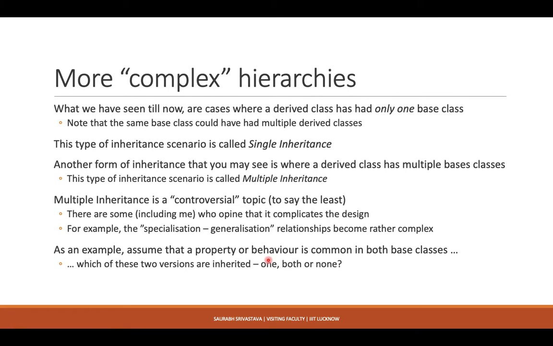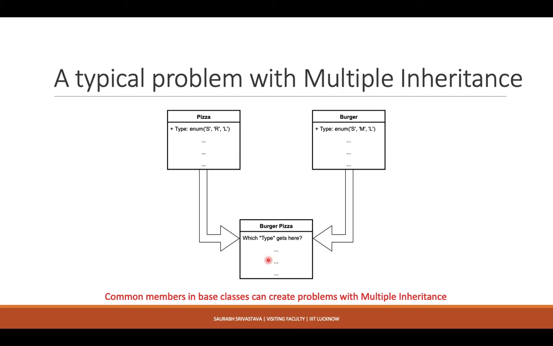When you have the same behavior in two or more base classes, what really happens to this behavior or this property inside the derived class? So let us just have a look at this one. Let us say you have a field called type in pizza, which could be small, regular, or large. And at the same time, you also have the same field type in the class burger, where the possibilities are small, medium, and large.